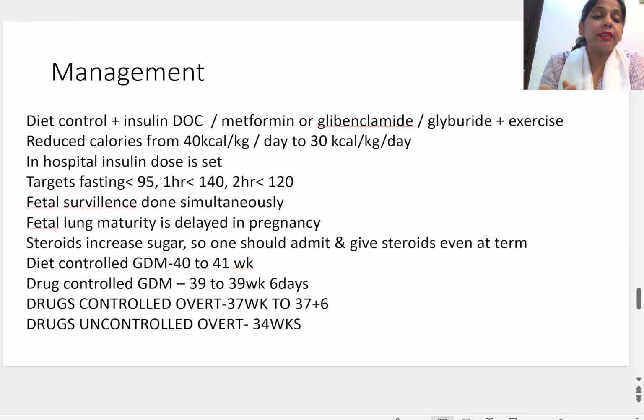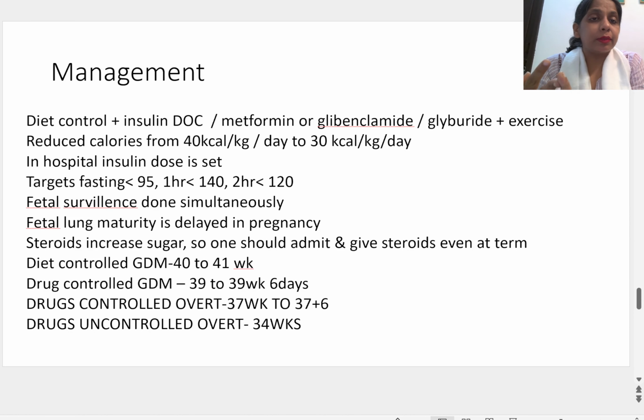Not so recently, about 6-7 years back, it was seen that Indian patients were not easily adaptable to insulin injection. So the WHO approved two oral hypoglycemic drugs, metformin and glibenclamide. Another name for glibenclamide is glyburide. Only these two drugs are approved for those who don't take insulin injections. They hesitate, so for them these are the drugs, but never forget that insulin is always the drug of choice, and insulin does not cross the placenta. Okay, in hospital the insulin dose is set once, and again I'm telling you.